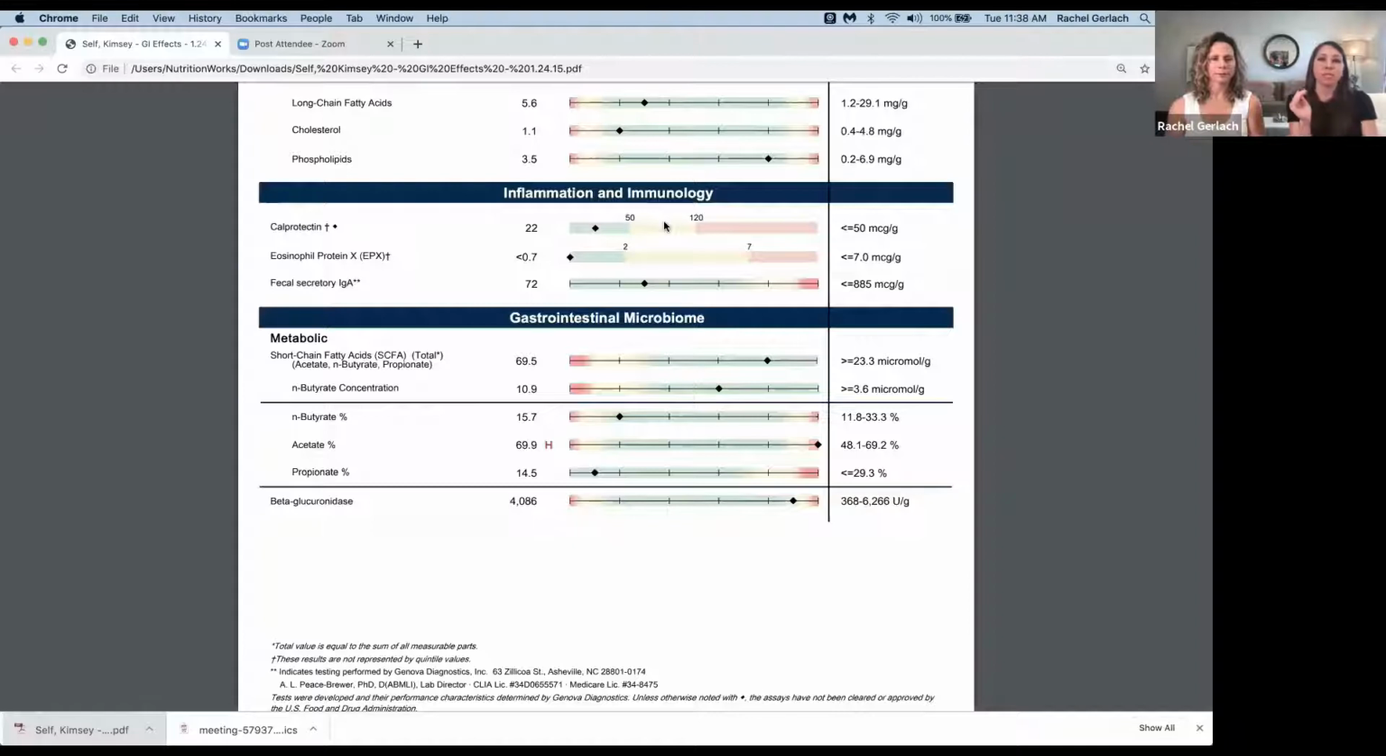If I see calprotectin in the yellow or in the red, and this person's not coming in with a pre-existing diagnosis, I usually refer to a gastroenterologist just to have it ruled in or ruled out.